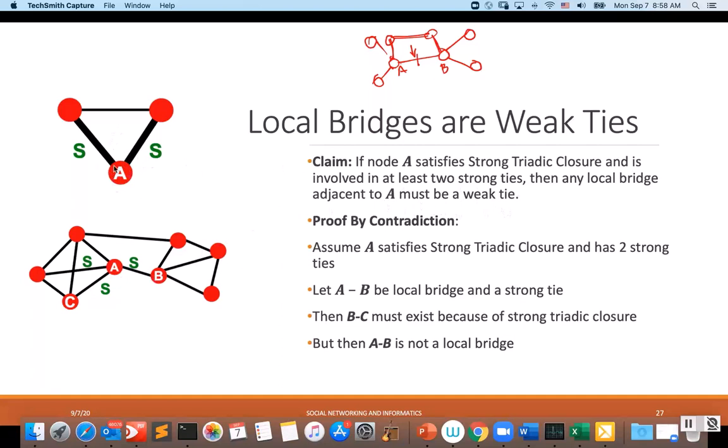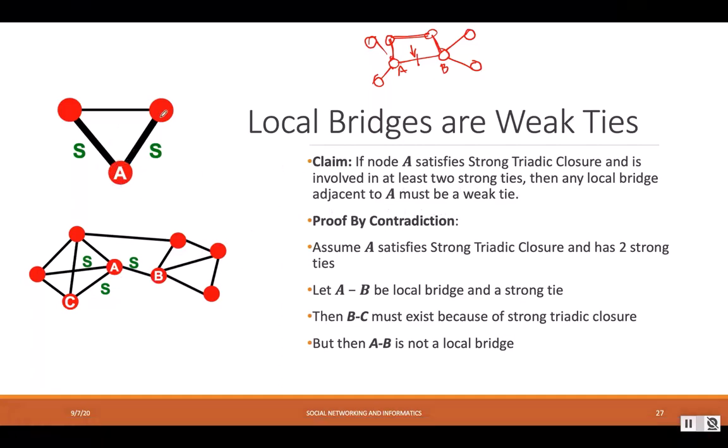So remember the strong triadic closure property. That means if A has a strong friend with node B and A has a strong friend with node C, then there has to be a connection between B and C. Now we are saying that all the local bridges are weak ties. So if A satisfies strong triadic closure and is involved in at least two strong ties, then any local bridge adjacent to A must be a weak tie. That is, it cannot be a strong tie.